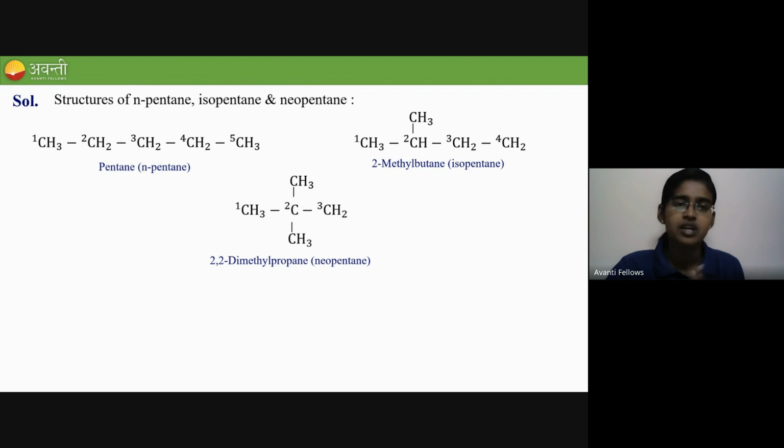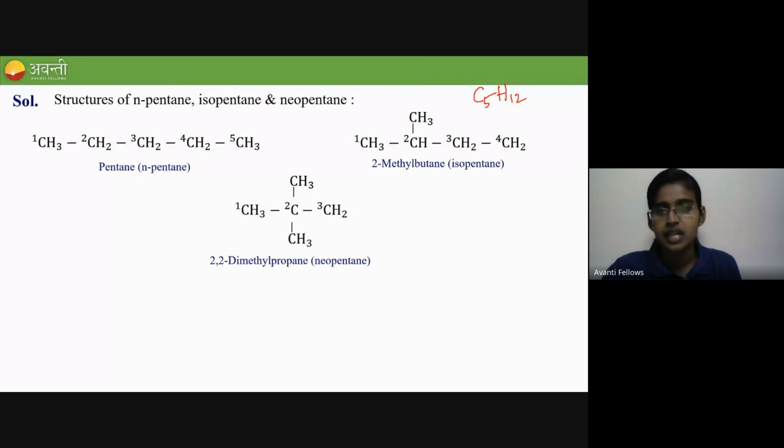Okay. Now, the structures are given to you. Now, which one will have the highest boiling point value? All the three compounds are having same molecular mass. If you check, all the three compounds are having 5 carbon and how many hydrogen? 12 hydrogen. Okay, all the three compounds are having the same number of carbon and hydrogen.